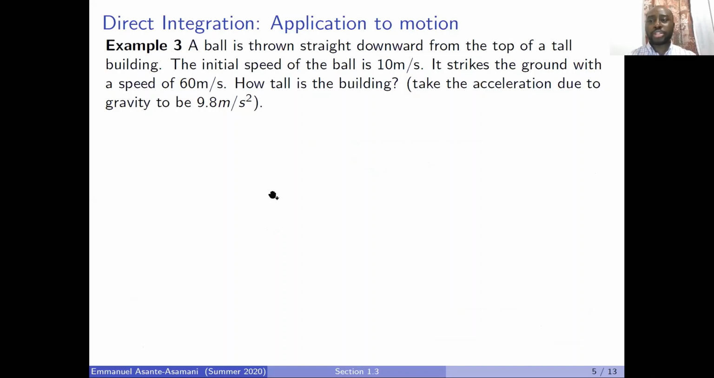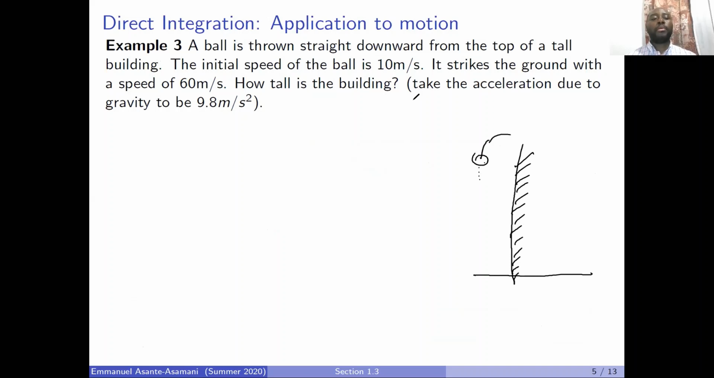This is also an application to motion. A ball is thrown straight downward from the top of a tall building. All right, so let's make a little illustration here. This is my building, and I throw a ball down. So this ball is going to fall.